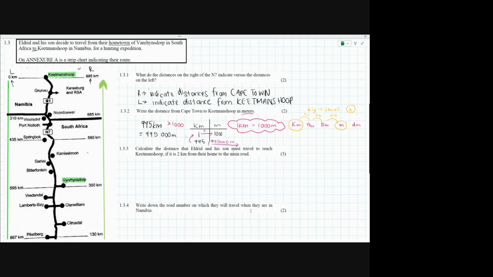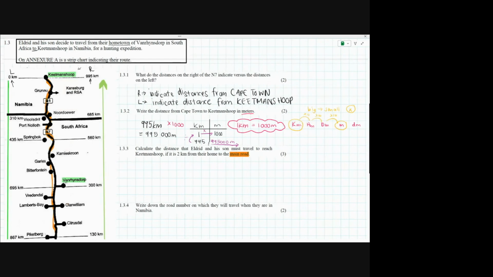Okay, 1.3.3 says calculate the distance that Aldred and his son must travel to reach Keetmanshoop if it is 2 kilometers from their home to the main road. Okay, so let's just understand what this is saying to us. Our main road, to which they are referring, is quite literally this main squiggle of N7 and B1 down the center of my map, that I've badly highlighted in orange.